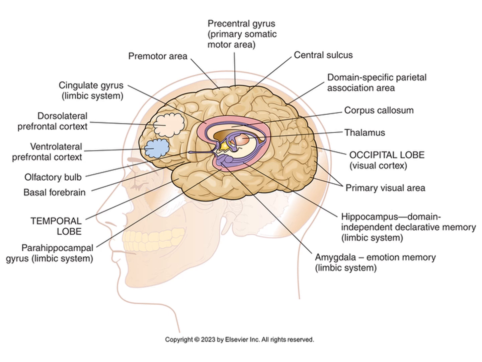Moving forward, the olfactory bulb and basal forebrain are involved in smell and cognitive arousal, respectively. The dorsolateral prefrontal cortex manages executive functions like judgment and working memory, while the ventrolateral prefrontal cortex helps regulate decision-making and goal-directed behavior. Several of these regions are part of the limbic system, including the cingulate gyrus, parahippocampal gyrus, and amygdala, the emotional core of the brain.